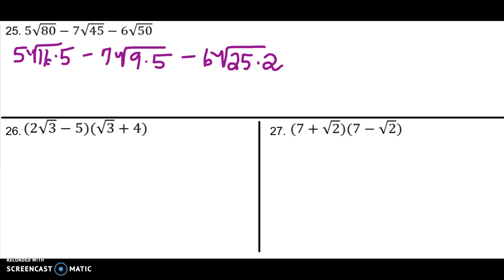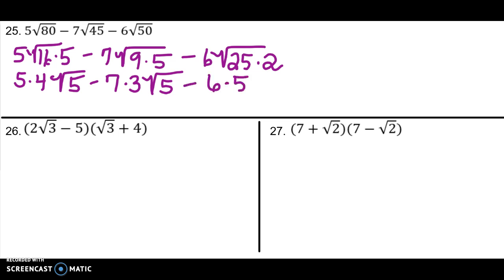Now we're going to go ahead and simplify these radicals. So I know that the square root of 16 is 4. So I'm going to rewrite this as 5 times 4. 5 does not have a square root, so I'm going to leave that on the inside. All right, the next one I have 7, and I know that the square root of 9 is 3. And once again, 5 is not a perfect square, so that's going to stay on the inside. All right, the next one, I have a 6. The square root of 25 is 5, and 2 is not a perfect square, so that's also going to stay on the inside.